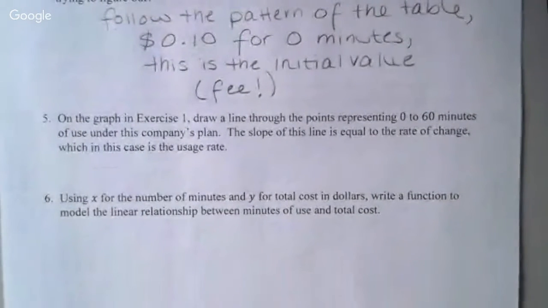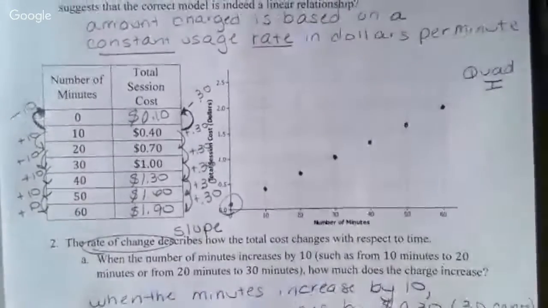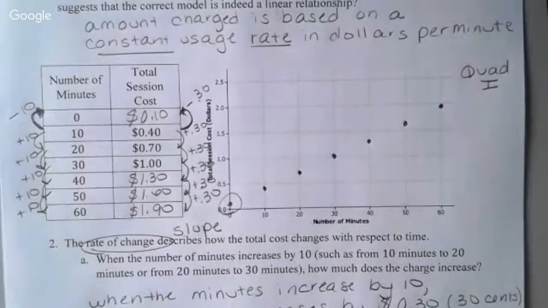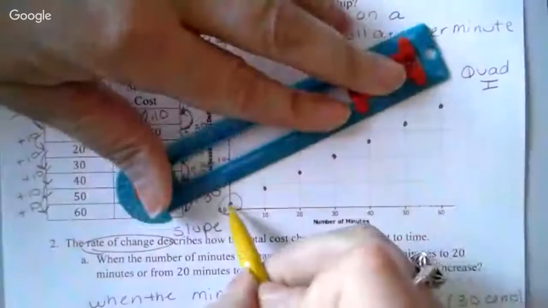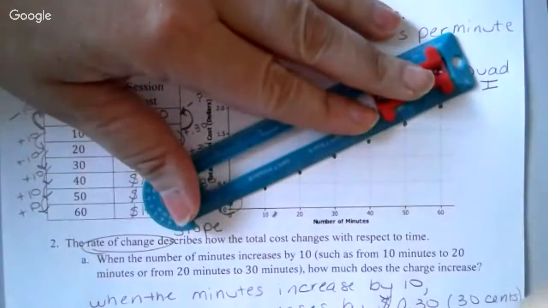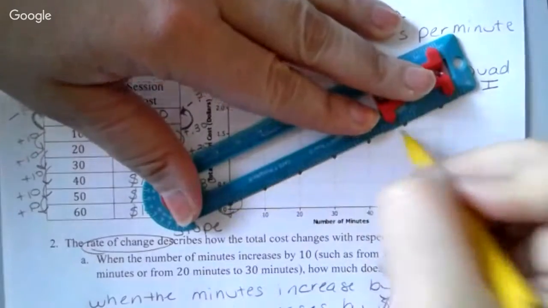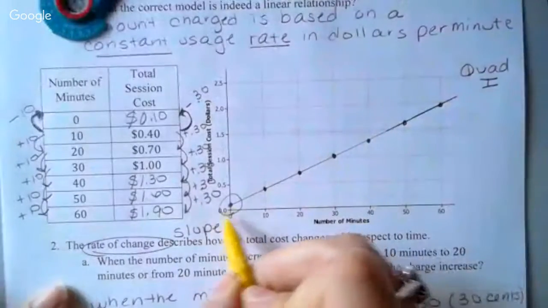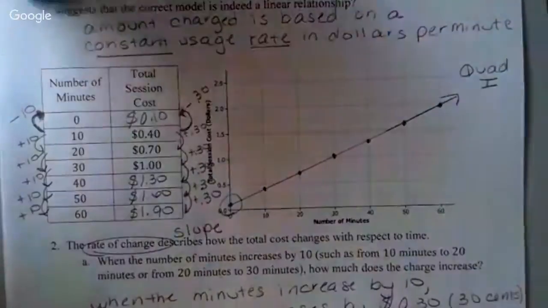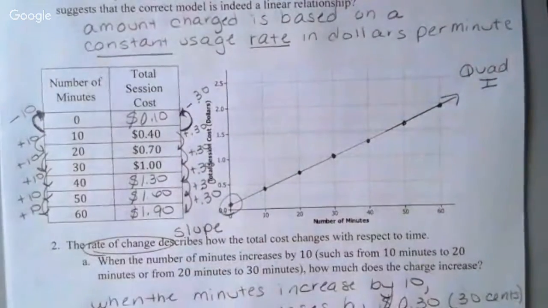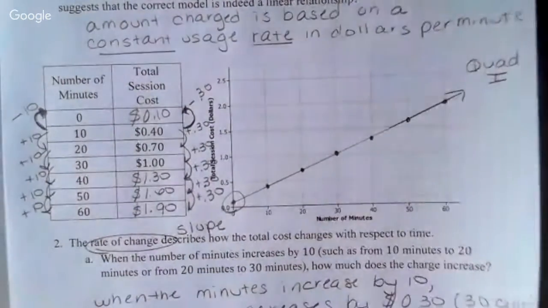So it says in number 5, on the graph in exercise 1, draw a line through the points representing 0 to 60 minutes. So we're going to do that. Okay, I'm going to grab a ruler. Now notice I'm not going to go past here because we're not going backwards, but we can continue to have more and more usage time. Okay, so we did that.